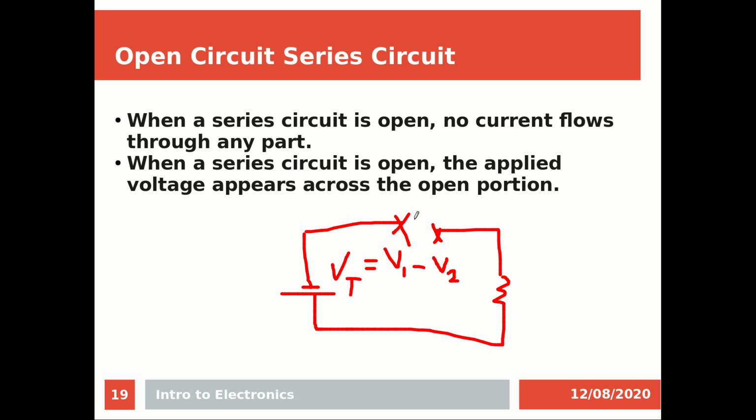If you take a multimeter and measure the voltage, you will see there is some voltage, but you can't see the current because there is no connection.